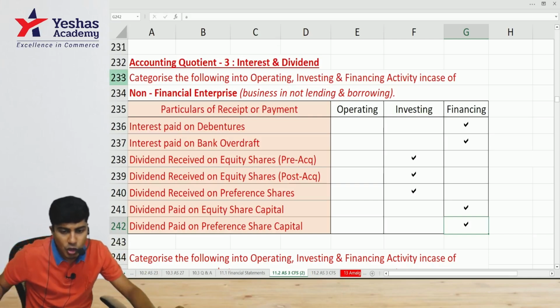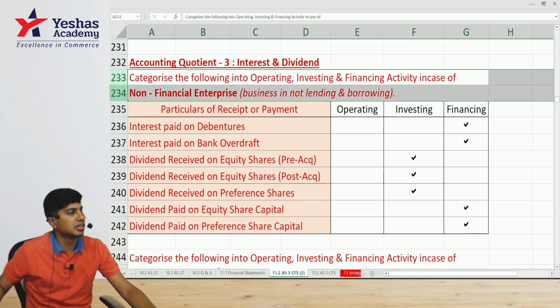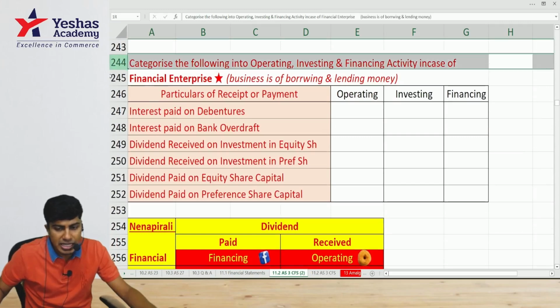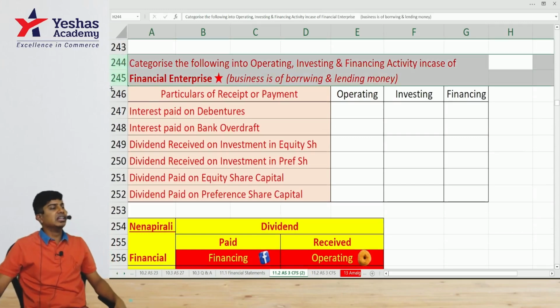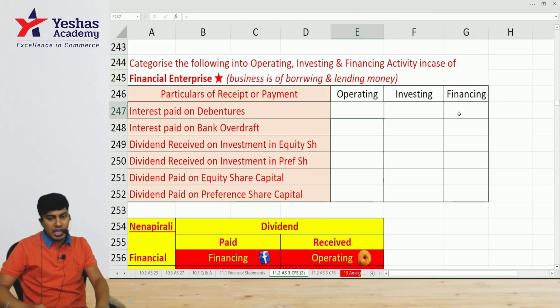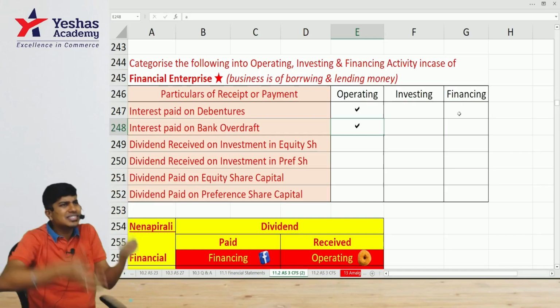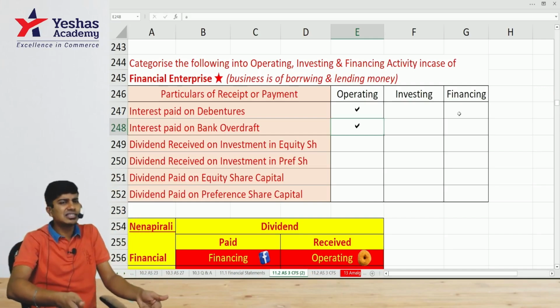Everyone understood? This is a non-financial enterprise, an enterprise which is not in the business of lending and borrowing. What if the same entity is in the business of borrowing and lending? Then your answer would change. Interest paid on debentures will be operating. Interest paid on bank overdraft will be, sir, why not financing? My business itself is finance.